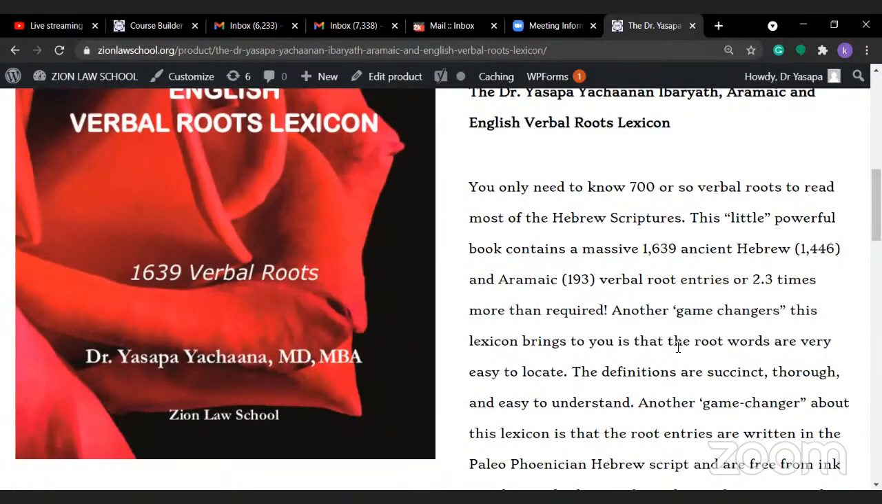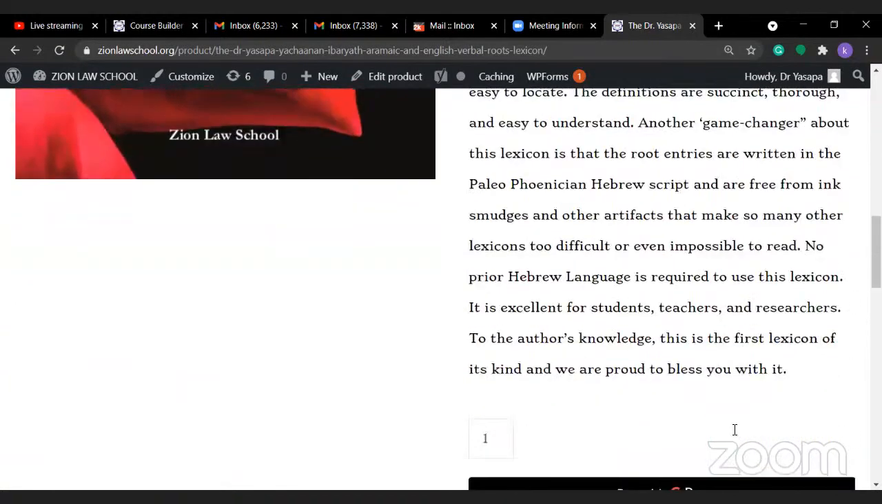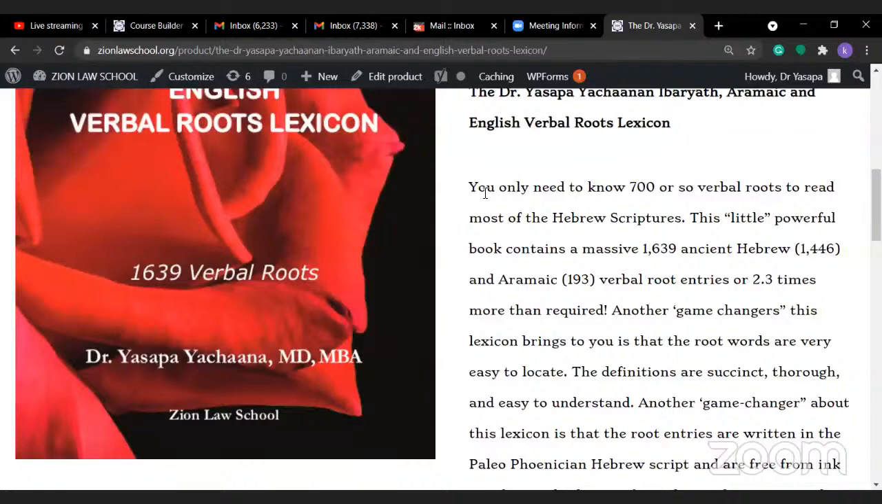So let me read, I've never read this on the video before. Let me read it now. So I'll begin here, okay? So you only need to know about 700 or so verbal roots to read most of the Hebrew scriptures. This little powerful book contains a massive 1,639 ancient Hebrew, or that would be Ibaryath, right? So there are 1,446 Ibaryath verbal root words and 193 Aramaic verbal root words, okay? This is 2.3 times more than required to read the majority of the Hebrew scriptures.